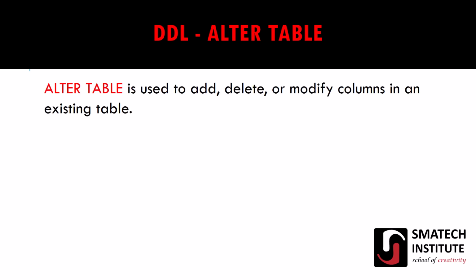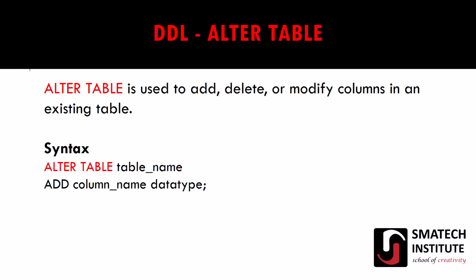Now let's have a look at alter table. So for alter table, this is used to add, delete or modify columns in an existing table. So the syntax for alter table can be as follows. The alter table statement begins, followed by the table name that we want to make alterations to. Then you can include the actions. So for this case, we want to add a column. So we include add, then the column name that we want to add together with its data type.